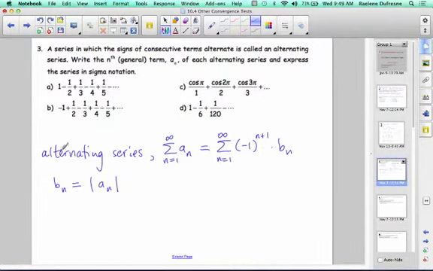Okay, so in number 3a, we have the series 1 minus 1/2, plus 1/3, minus 1/4, plus 1/5, etc. This is the alternating harmonic series. We recognize the terms 1 over n, but with an alternating sign. And so to write the general term, we know that bn is equal to 1 over n, and we just need to note if this is going to be n or n plus 1, depending on whether we start with positive or negative.